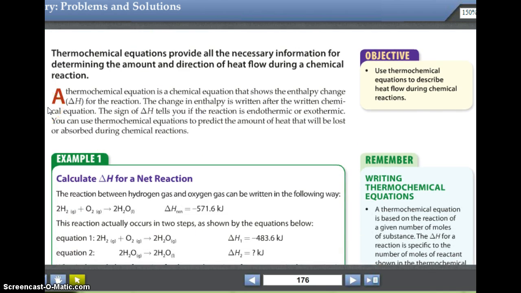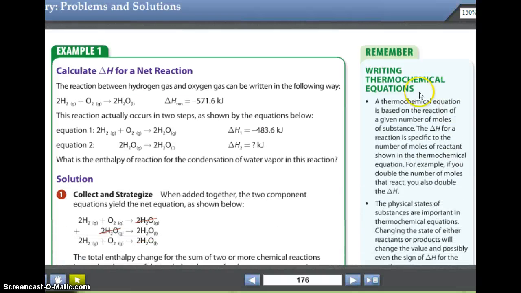A thermochemical equation is a chemical equation that shows the enthalpy change, or delta H, for a reaction. The change in enthalpy is written after the chemical equation. The sign of delta H tells you if the reaction is endothermic, takes energy in, or exothermic, releases energy. You can use thermochemical equations to predict the amount of heat that will be lost or absorbed during a chemical reaction. So let's look at the Remember column.